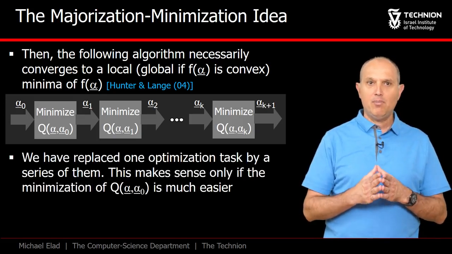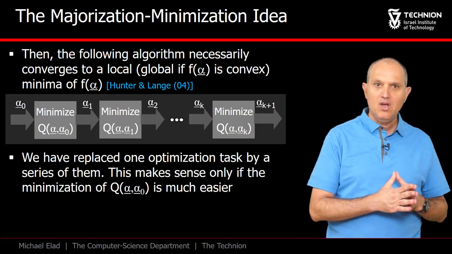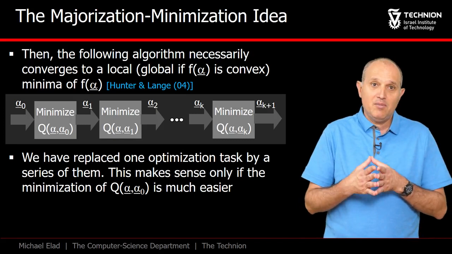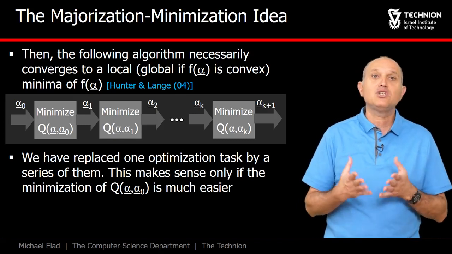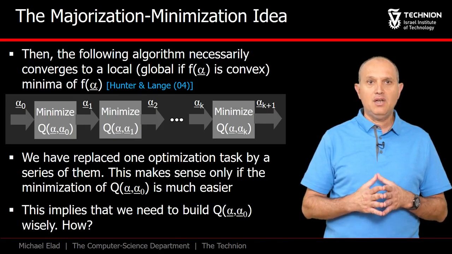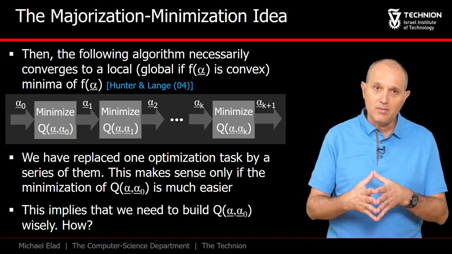This way, we have replaced one tough optimization problem with a series of them. Therefore, this process makes sense only if the minimization of the q functions is much easier to handle. Also, this entire process relies on our ability to build these proxy functions somehow.